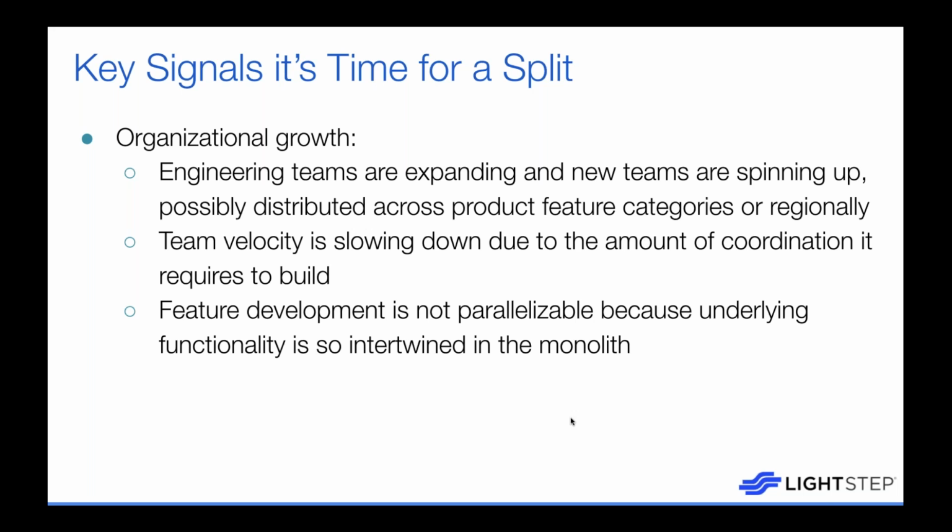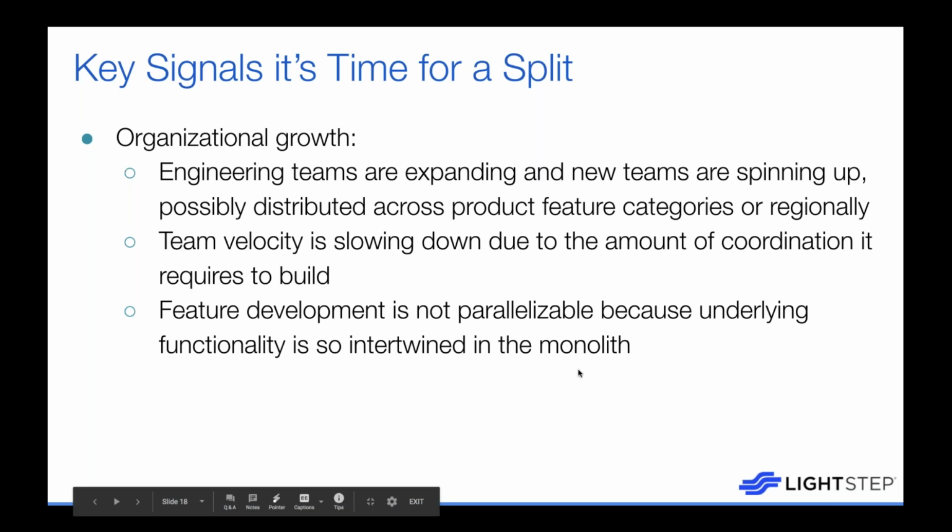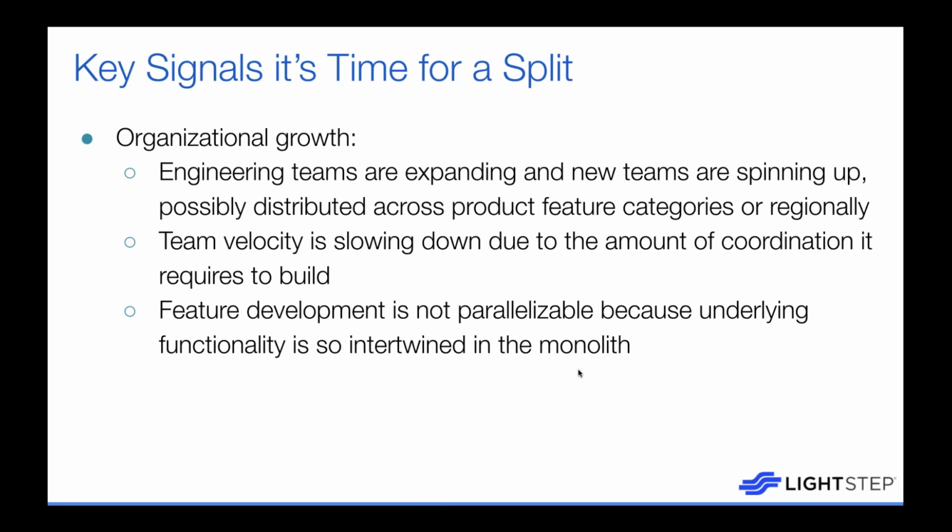So another signal here is when the building velocity is just slowing down due to the amount of coordination that's required to build. So maybe certain teams are constantly having to meet all the time to not step on each other's toes when they're developing features. It's a good time for a split, possibly. And again, another indicator is just lack of parallelizability, essentially, because underlying functionality is just so intertwined in that monolithic-based architecture.